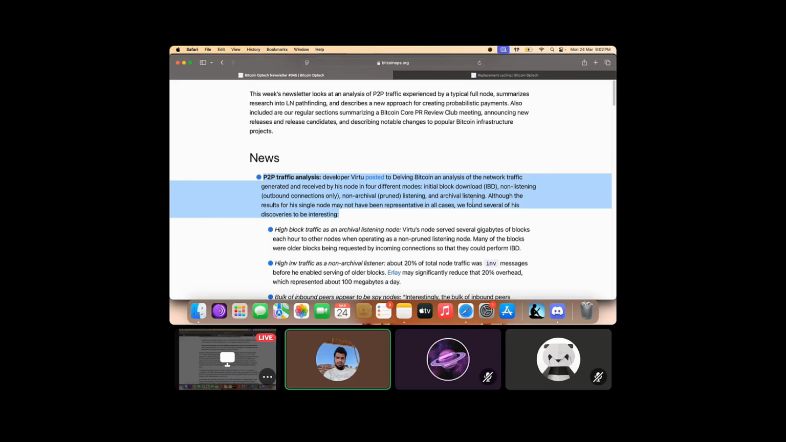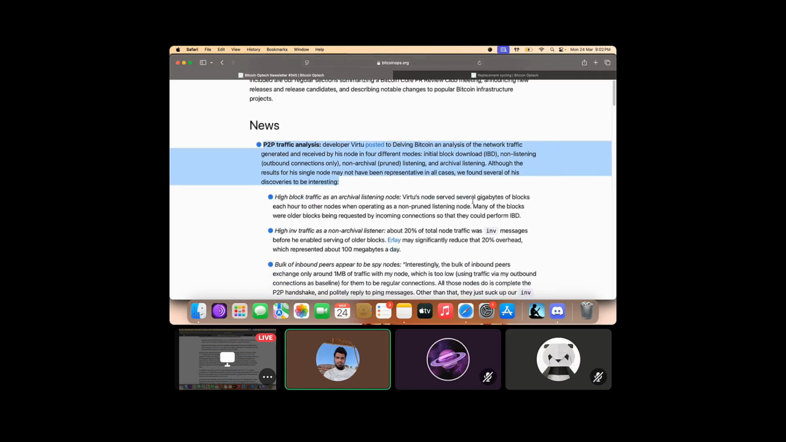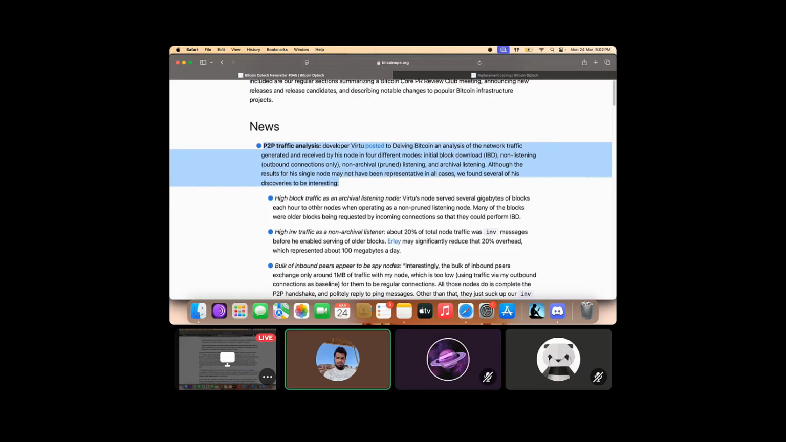And the last was archival listening, right? This form of node is like the node that requires the maximum amount of resources, okay, because it downloads and validates the entire blockchain, and it caters to both inbound and outbound connections. So these are the four different nodes that the developer ran and performed a P2P traffic analysis. So what were their inferences or their observations?